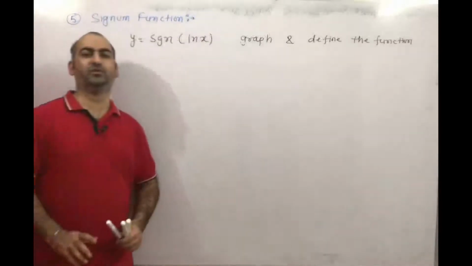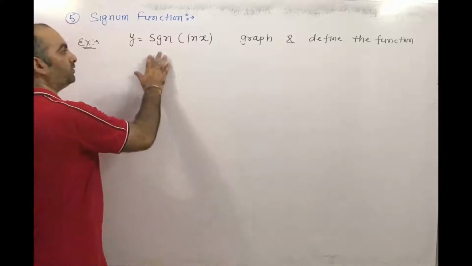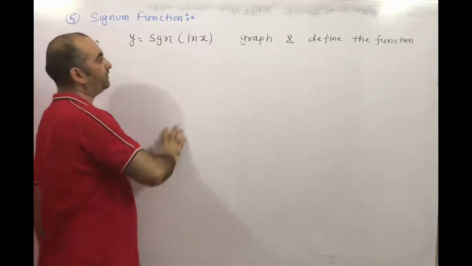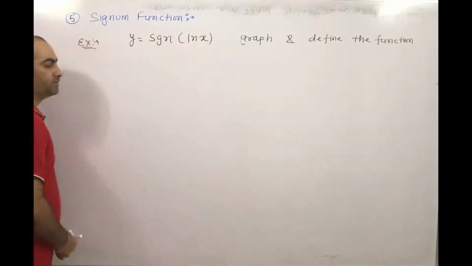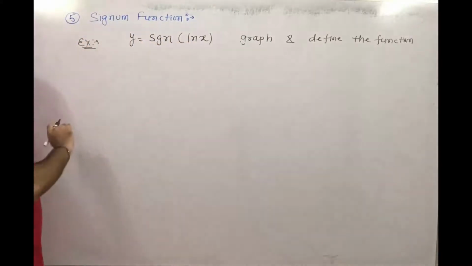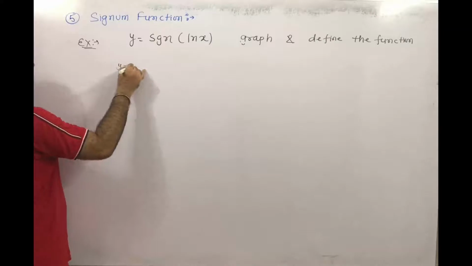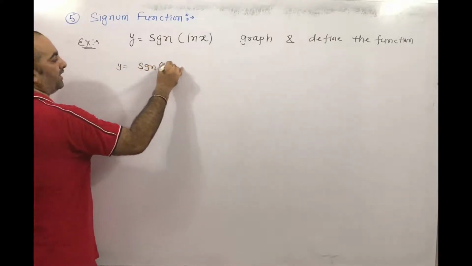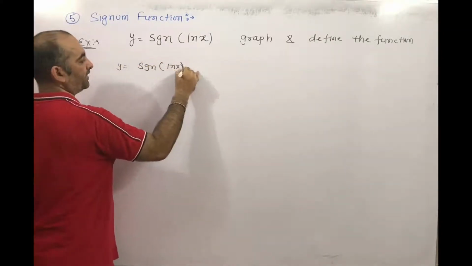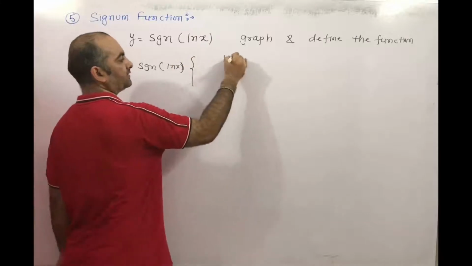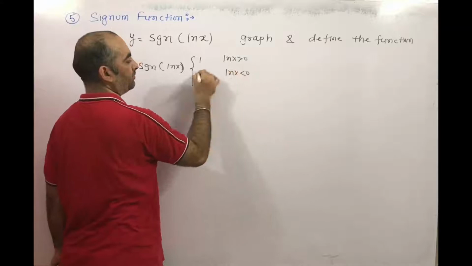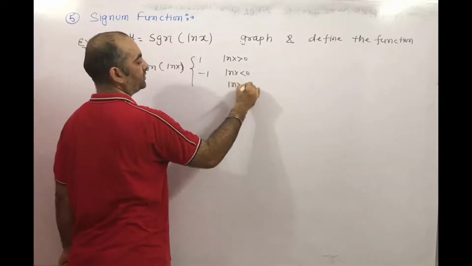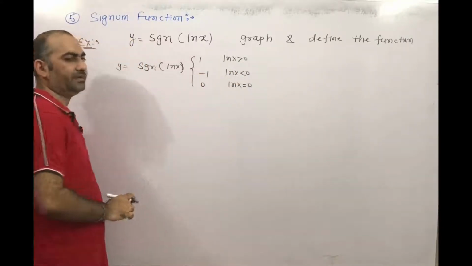Next we are discussing one more example. That example is y equal to signum of ln x. So here we have to draw the graph and define the function. So how to solve this one? First thing, y equal to Sgn of ln x we can define like that: ln x greater than 0, 1; ln x less than 0, minus 1; ln x equal to 0, 0. So like that we can define.